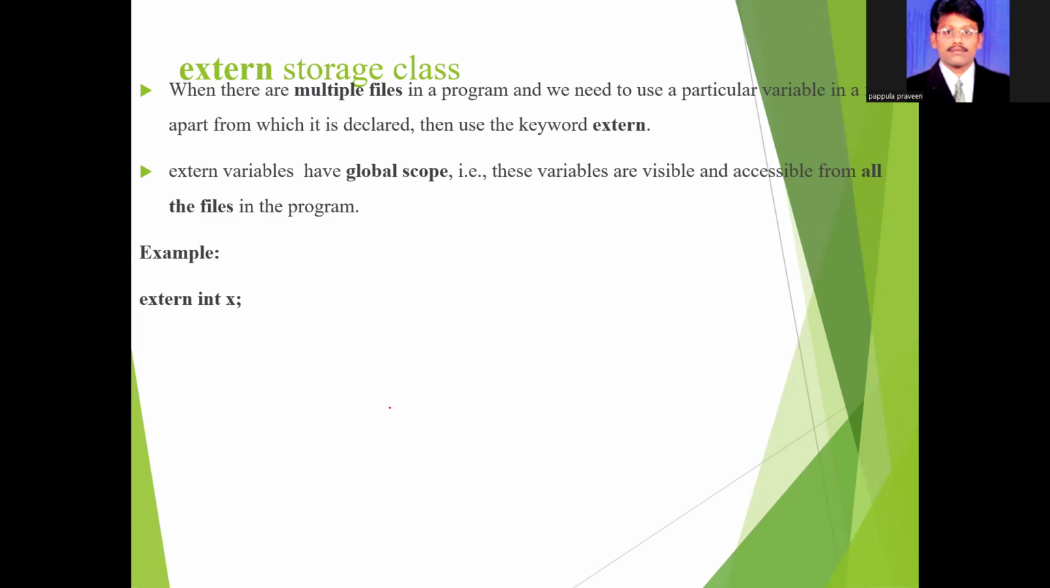Now the external storage class. When there are multiple files, suppose you have file 1, file 2, and file 3, and only one variable is required in all of these files. We don't want to declare it multiple times. We create it only one time and use it in the other files. When there are multiple files in a program and we need to use a particular variable across files, we use the keyword extern. External variables are global. These variables are declared once and accessed from other files.